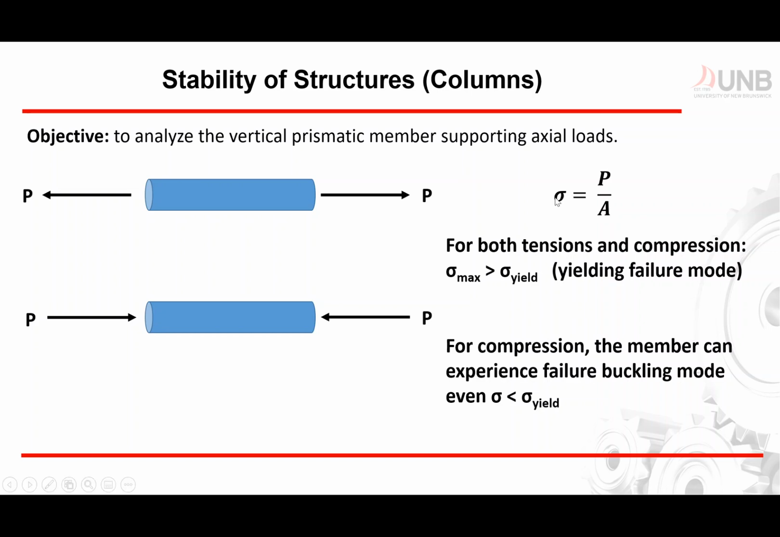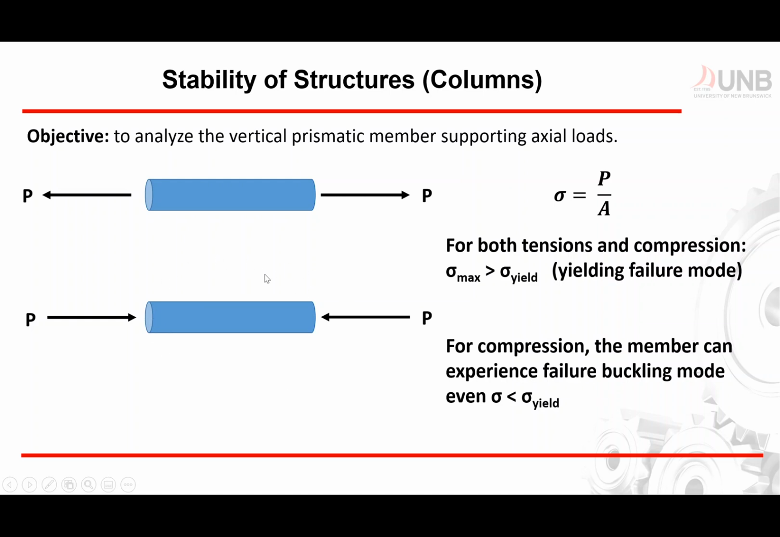Now, if the stress is greater than your yield, so sigma max is greater than sigma yield, we have a permanent deformation. So we have yielding failure mode if that's the case. Now, let's say we apply a compressive load, which is the second case down here. So again, we have a cylindrical sample. We apply a force P, and the force is along the length of our cylindrical sample. We compress it, and during the compression, there's a chance that this structure here may buckle.